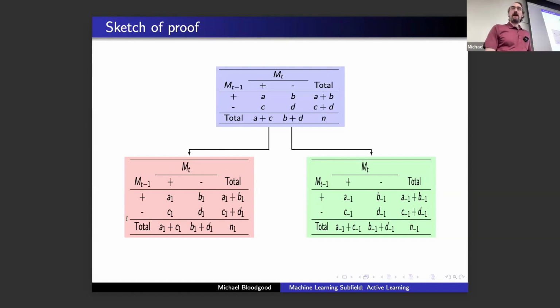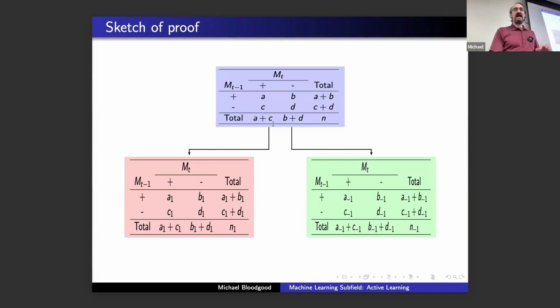So A sub 1, this number here, that's the number of times that model T predicted positive, model T minus 1 predicted positive, and it's truly positive. Now you're saying, wait, we don't know the truth. That's right, we don't know it, but it must exist. Like the number still exists. We don't know the value of A1.